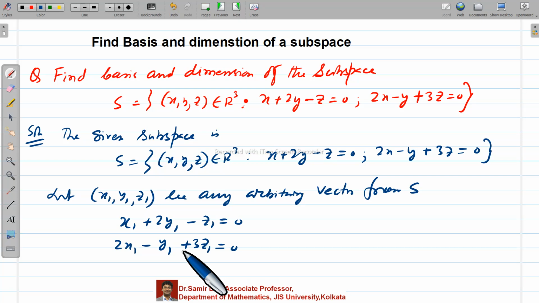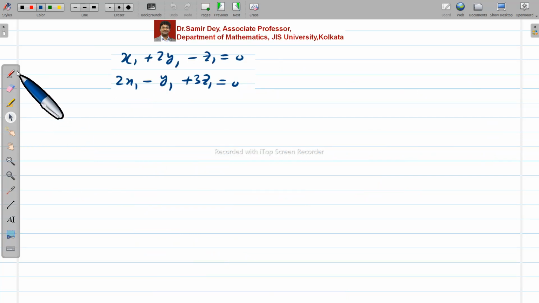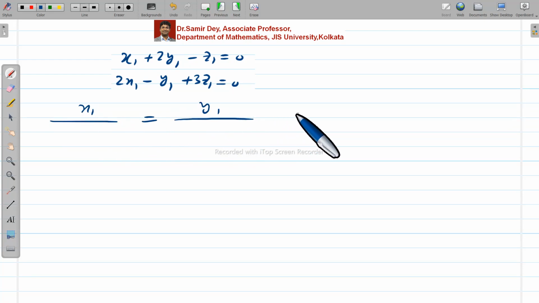If you can recall from class 7, 8, you know the cross multiplication technique. So now we need to find the value of x1, y1, z1 by using the cross multiplication technique. Here you may write x1 by, y1 by, z1 by.